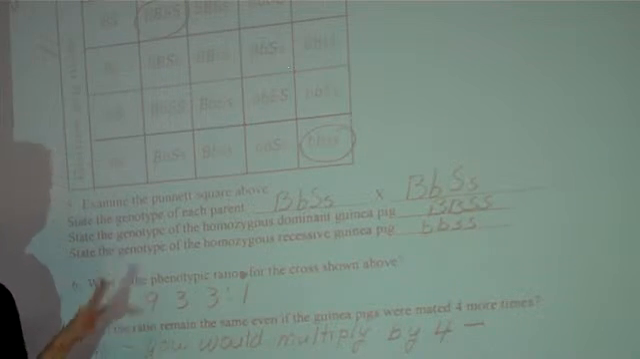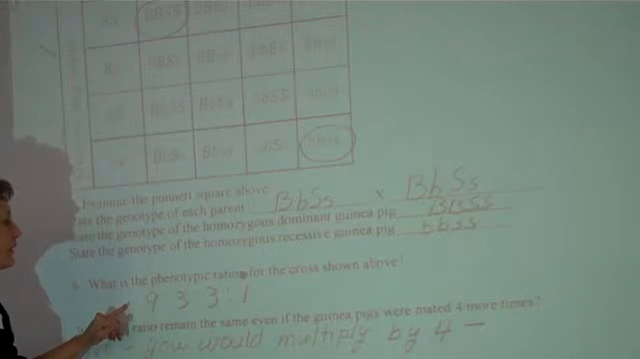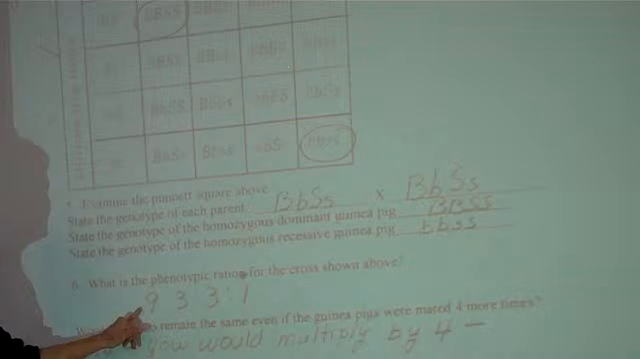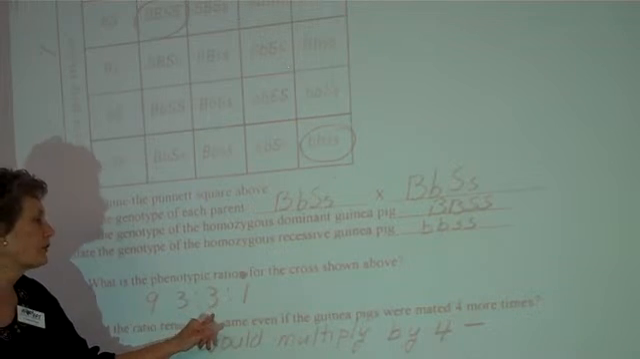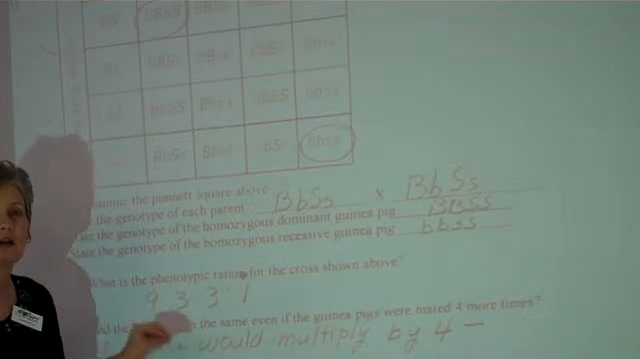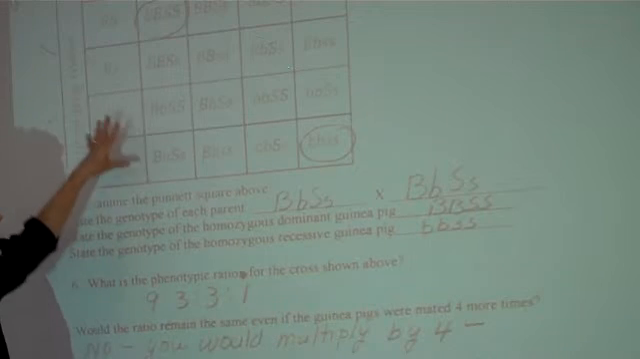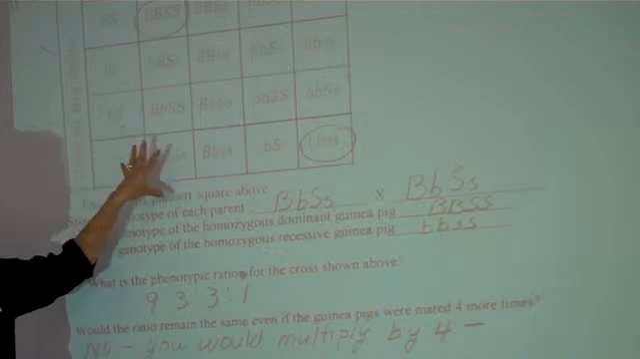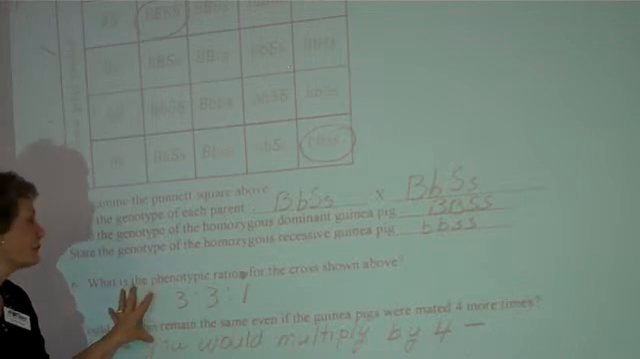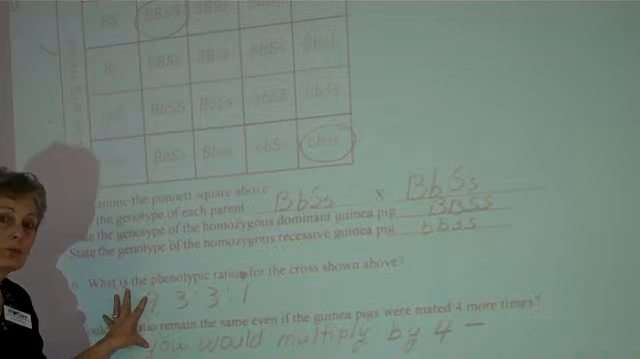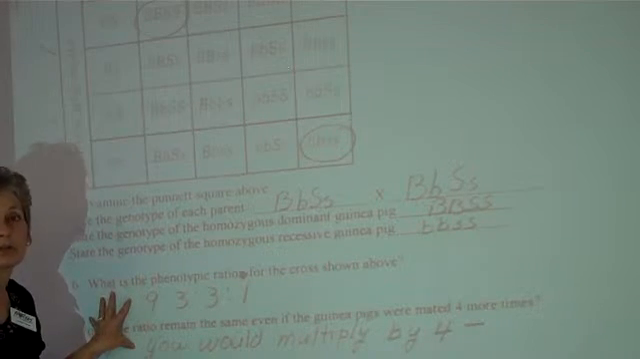What is the phenotypic ratio for the cross shown above? This meets Mendel's law, where in a dihybrid cross of two heterozygous parents, there will always be a 9:3:3:1 phenotypic ratio. 9 of them will show the dominant phenotypes for both traits. Okay? Remember, 9 of them will show that one.